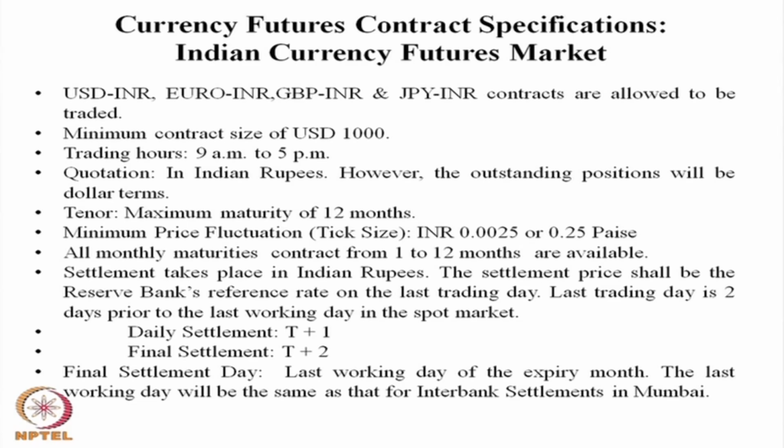All settlement takes place in Indian rupee. The settlement price is the Reserve Bank reference rate on the last trading day. That rate will be considered the settlement price, and settlement takes place 2 days prior to the last working day of the spot market. Daily settlement takes place at T plus 1 and final settlement at T plus 2. The final settlement day is the last working day of the expiry month.